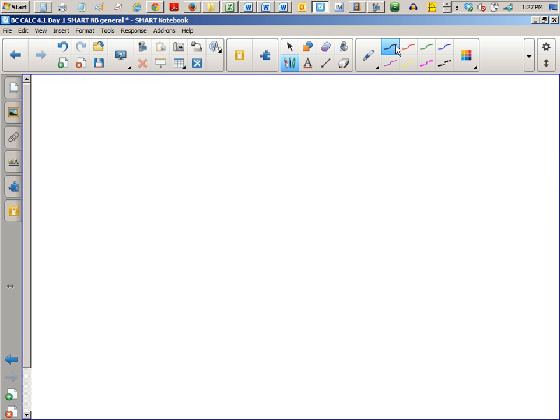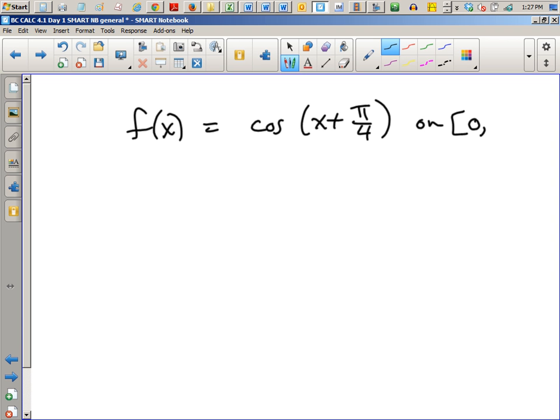How about this problem? F of x equals cosine of x plus pi over 4. Same instructions, find the absolute extrema. This time the domain is 0 to 7 pi over 4. Okay? 0 to 7 pi over 4. Now, if you know what the graph looks like, that spoils everything. So let's not try to think about the graph too much. Let's just try to apply what we learned.